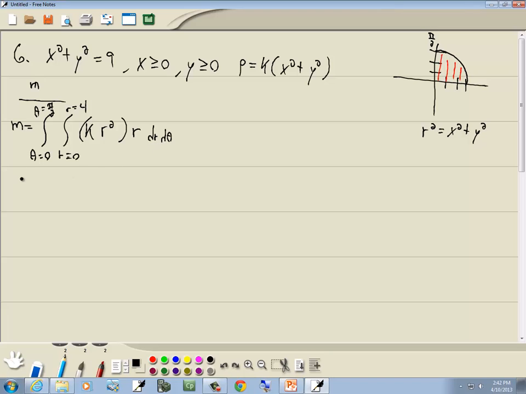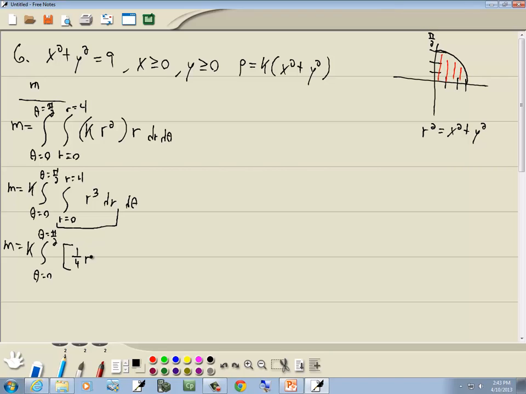Okay, well, let me simplify that a little bit. Take the k, put it out in front. Theta is equal to 0 to theta is equal to pi over 2, r is equal to 0 to r is equal to 3. R squared times r is r to the third, dr d theta. I'm going to work with the inner one. So k, and then theta is equal to 0 to theta is equal to pi over 2. The integral of r to the third: add 1 to your power, divide by your new power. So we've got 1/4 r to the fourth from r is equal to 0 to r is equal to 3, d theta.